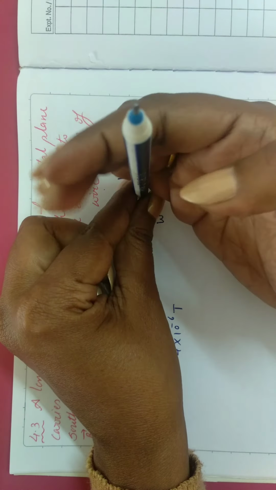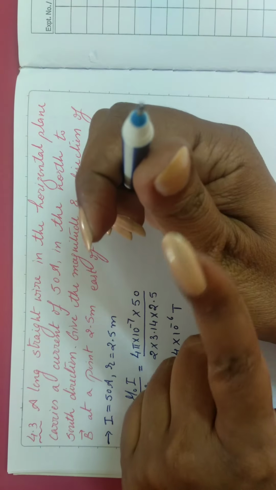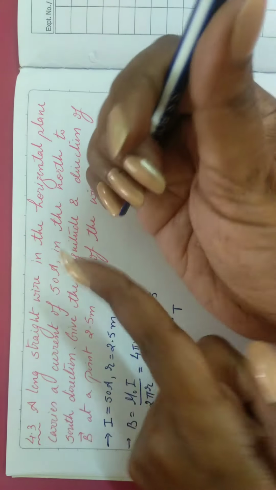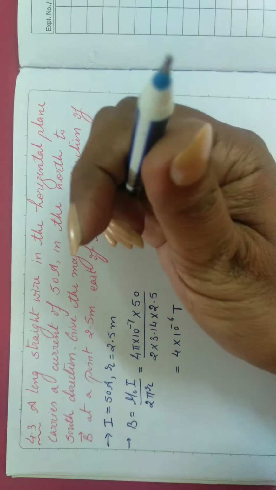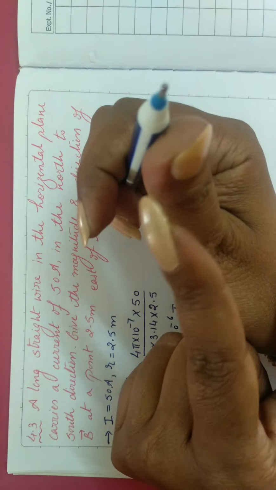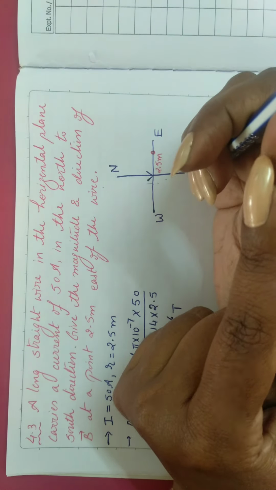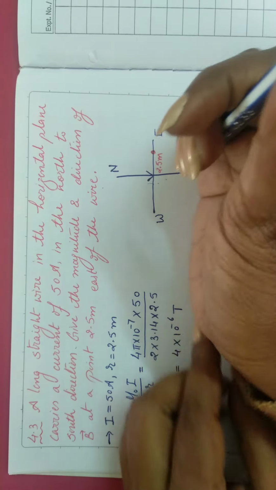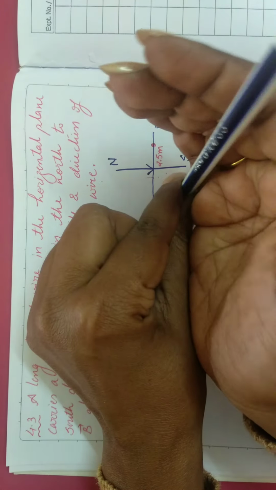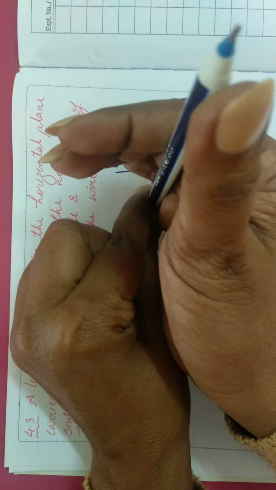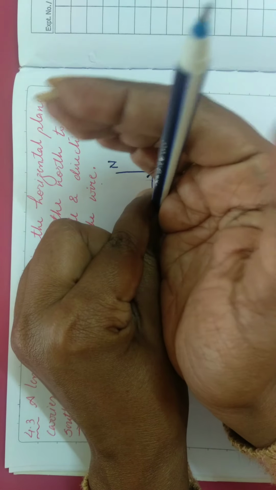You have to hold the wire in your right hand, put the thumb along the direction of current. So this is the direction of current, as this was north and this was south. So this thumb is aligned along the direction of current. Now you have to obtain the direction of magnetic field at this point. So just see on the eastern side. You can see that my fingers are moving in this direction. If I align my thumb here, then fingers are moving in this direction.